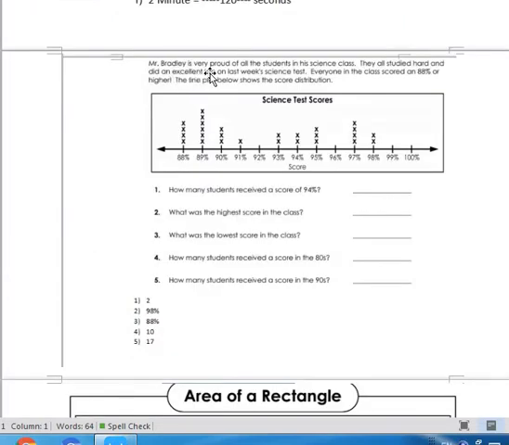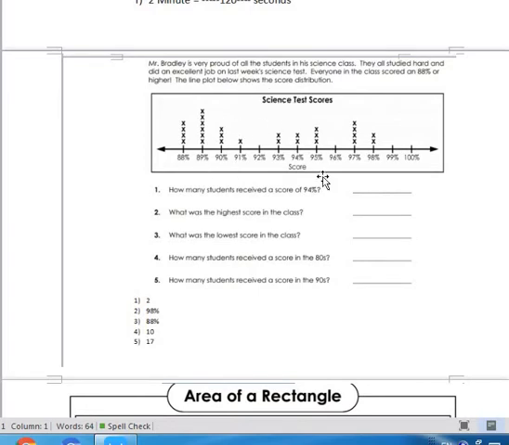Mr. Bradley is very proud of his students in his science class. They all studied hard and did an excellent job on last week's science test. Everyone in the class scored an 88% or higher. So the line plot below, do you remember the line plot? It shows the score distribution.